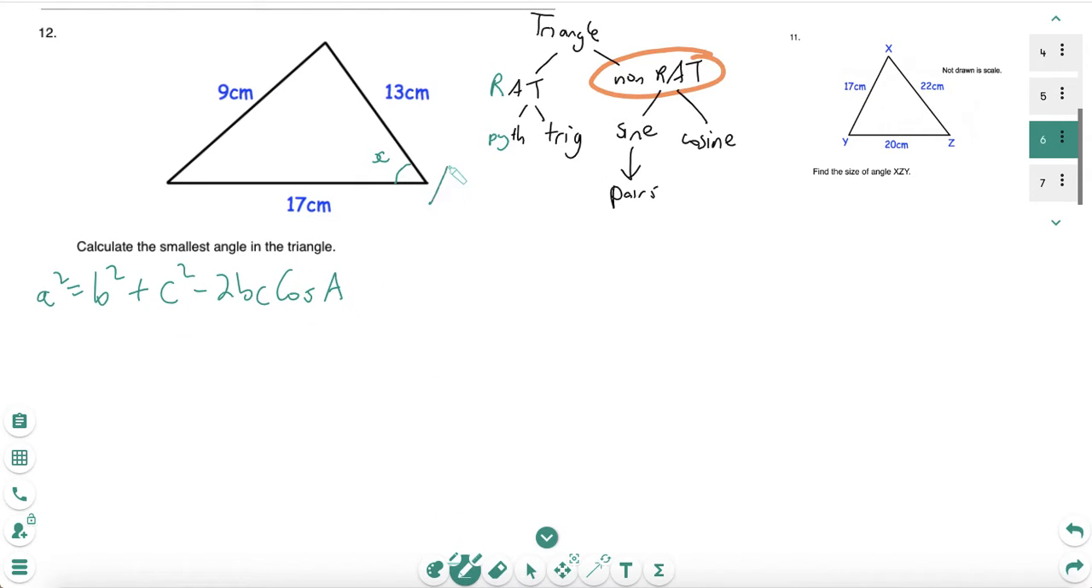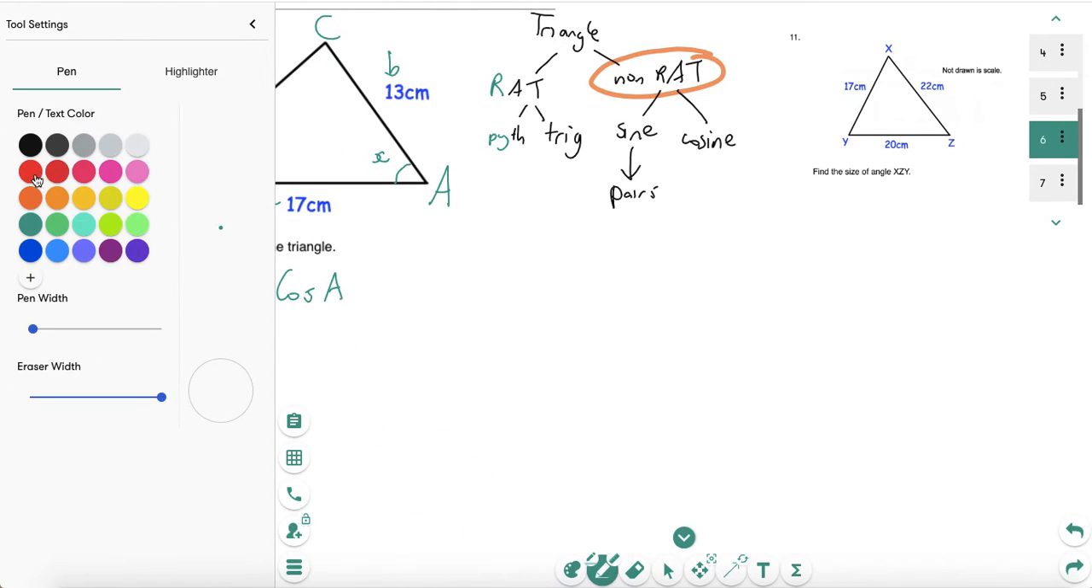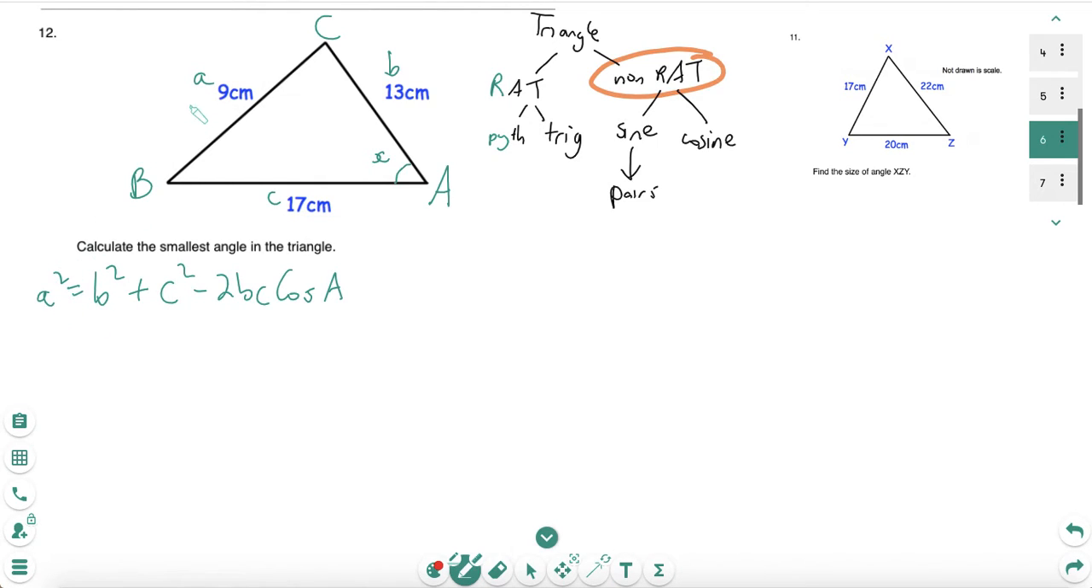So I'll call this A. We'll call this side A, and this B, and then C. All right? Let's go ahead and fill this out. So A squared, so 9 squared, plus B squared, well, B is 13, so 13 squared, plus C squared, 17 squared, minus 2 times B, so 2 times 13, times 17, times cosine A, which we don't know.